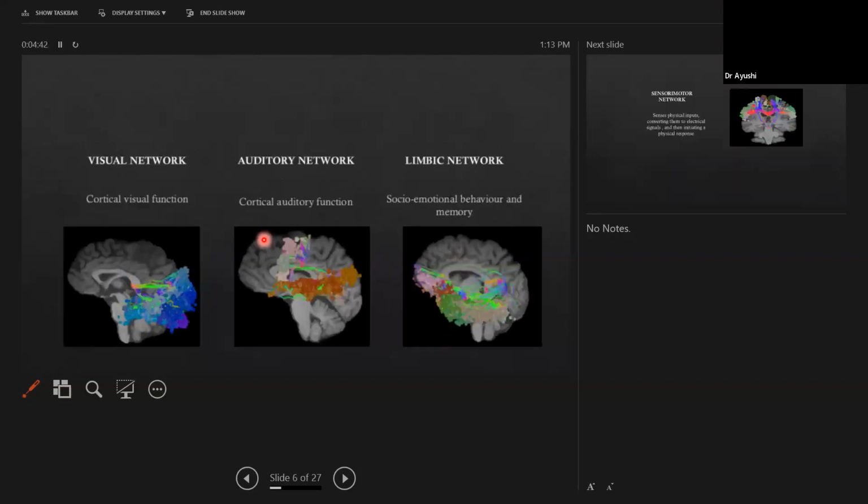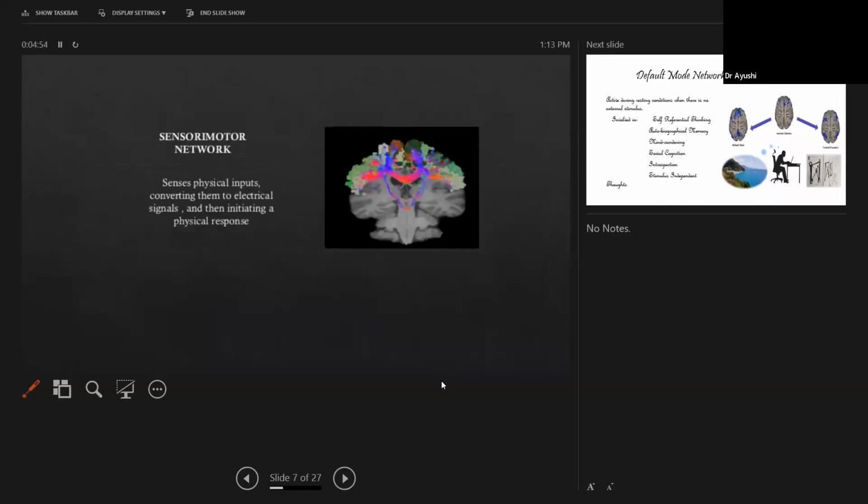The other networks are the visual network, the auditory network, and the limbic network. The pictures below them just denote the areas; the colors denote the areas as presented here. Then the last one is the sensory motor network. The sensory motor network takes care of the sensations and the motor activity which we do.